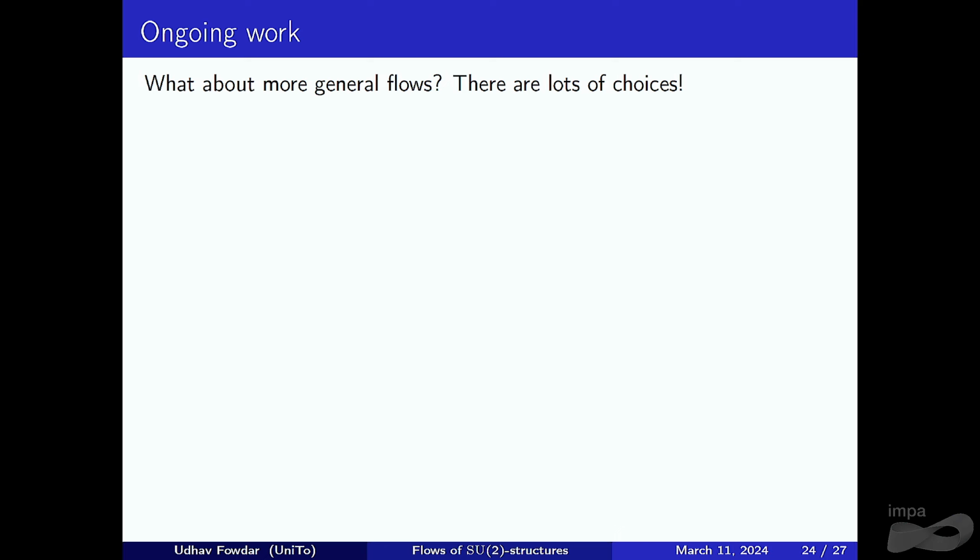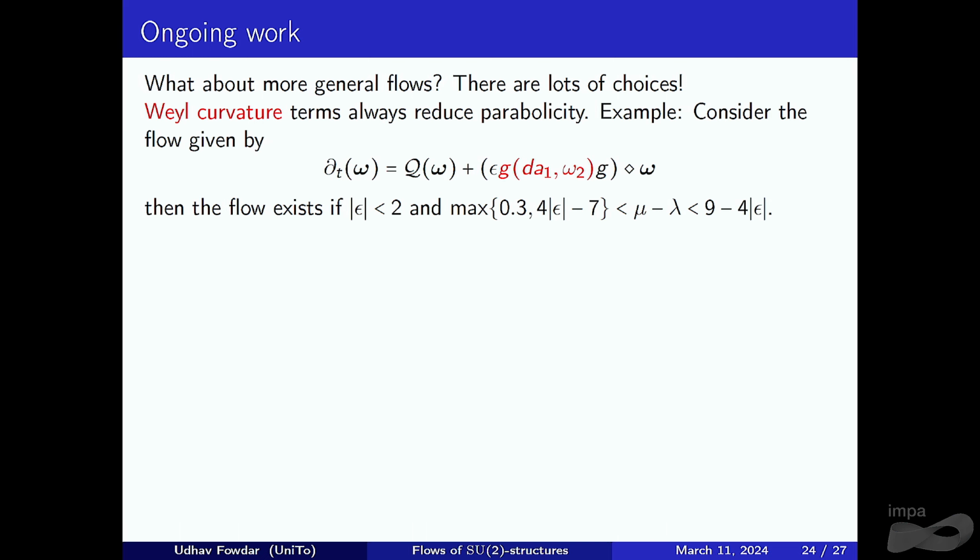Okay, well, I've considered a very specific type of flow before, but what about more general flows? But now the thing is that there are lots of choices. If you notice, in the beginning, the second order operator didn't have any Weyl curvature term. So let me add in some Weyl curvature term now. So if I add in, for instance, to the previous operator, this term here in terms of the matrix, so this is a Weyl curvature term, and I multiply it by some constant, then you will find out, if you do the computations, that this flow will have short-time existence precisely when this constant here is sufficiently small, and also it will make the range of values for which the flow works a bit smaller.